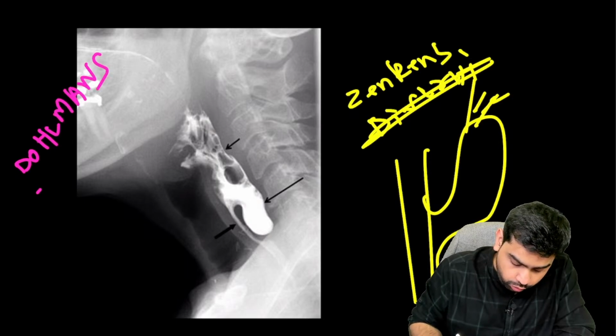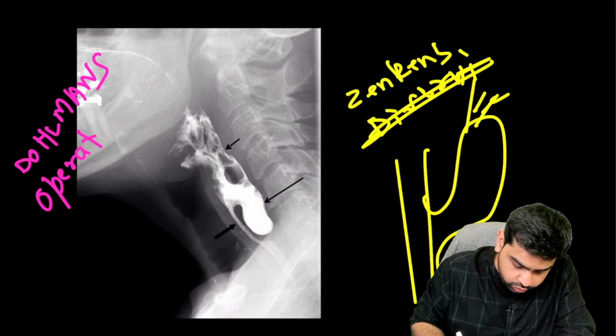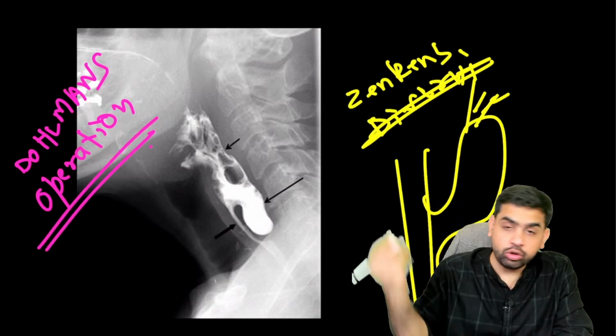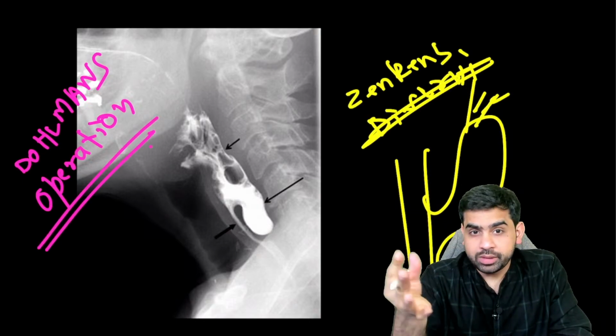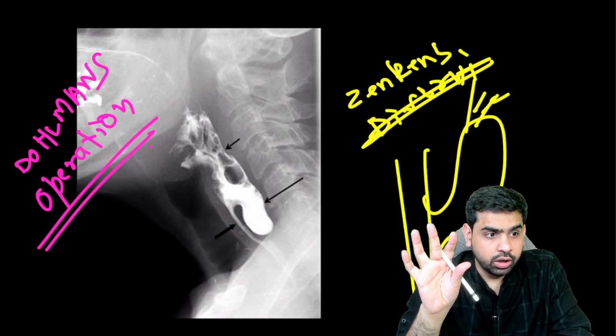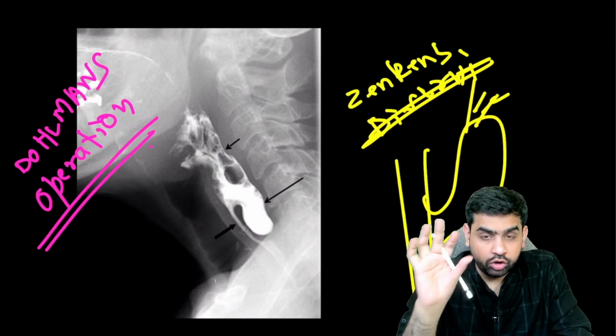Dollmann's operation. Now this has been asked to you. Dollmann's operation is basically used for what? So this is basically used for your Zenker's diverticulum.